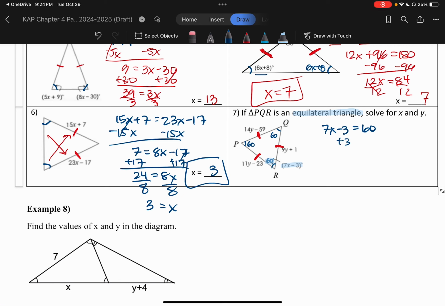So we just solve for x. Add 3 to both sides. We get 7x is equal to 63. From here, we divide by 7, and we get x is equal to 9. Okay, so the question asks you to solve for x. We did that. We just have to solve for y now.